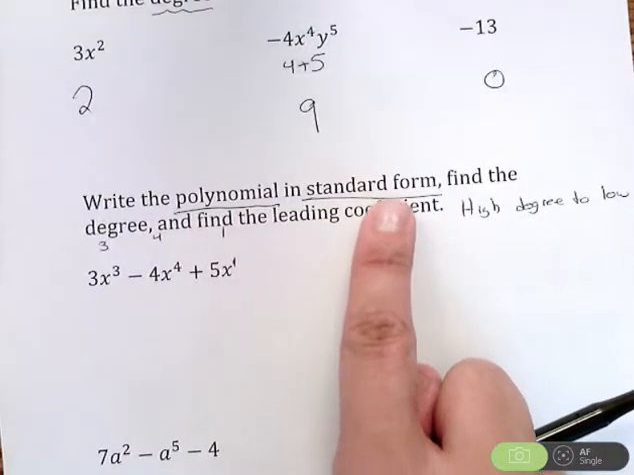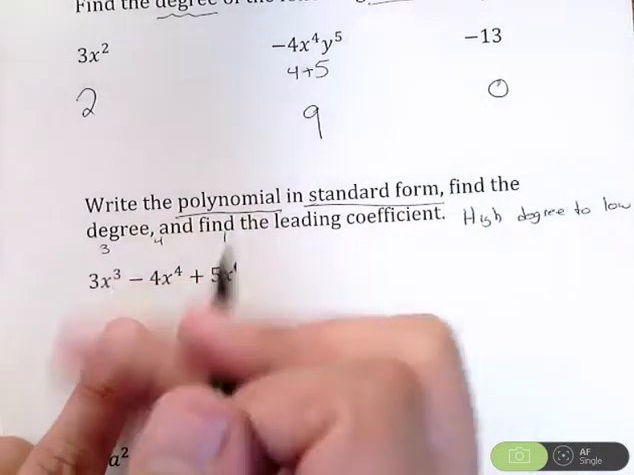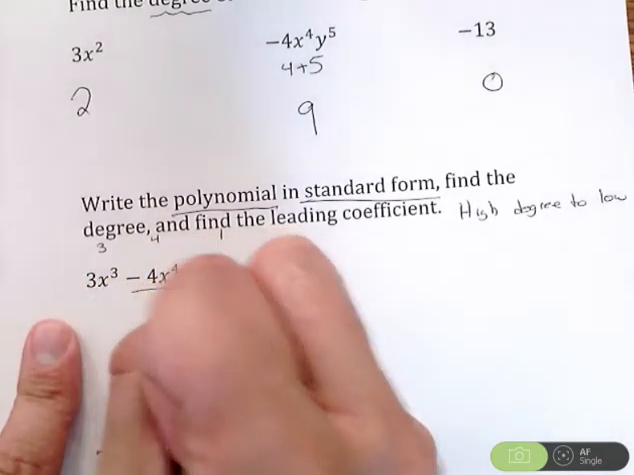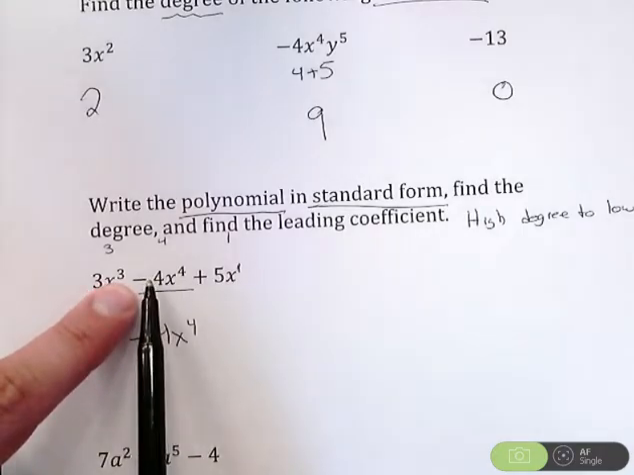So back to where I want to write it in standard form, I need to go from the highest degree to the lowest degree. So this term here, the negative 4x to the fourth, that's going to come first, negative 4x to the fourth. Notice that subtraction sign or negative sign, that comes with it. So be very careful with that.